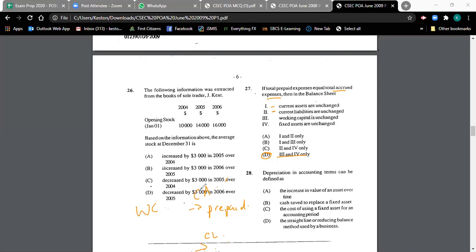Yes, they both fall into current assets and current liabilities. The working capital wouldn't change. So if I take all the accrued and the prepaid and I put back in, the working capital would still end up being the same thing. And my fixed assets would remain unchanged because accruals and prepayments have nothing to do with fixed assets. So these are the better answer. Yeah.